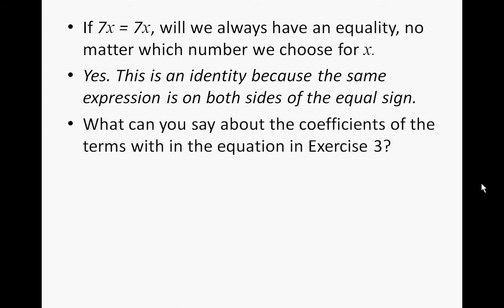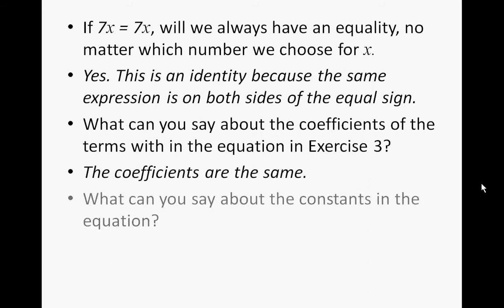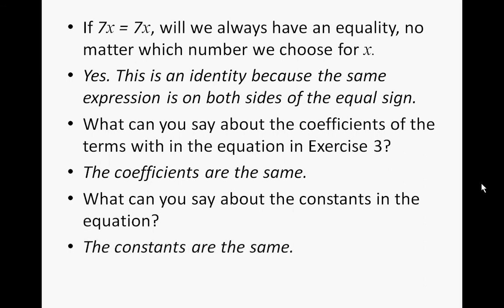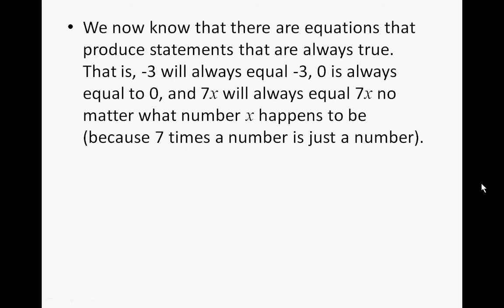So what can you say about the coefficients of the terms within the equation in exercise 3? Well, the coefficients are the same. And what can you say about the constants in the equation? Well, the constants are the same also. So we now know that there are equations that produce statements that are always true. That is, -3 will always be -3, 0 will always be equal to 0, and 7 times x will always equal 7 times x no matter what the number x happens to be, because 7 times a number is just another number.